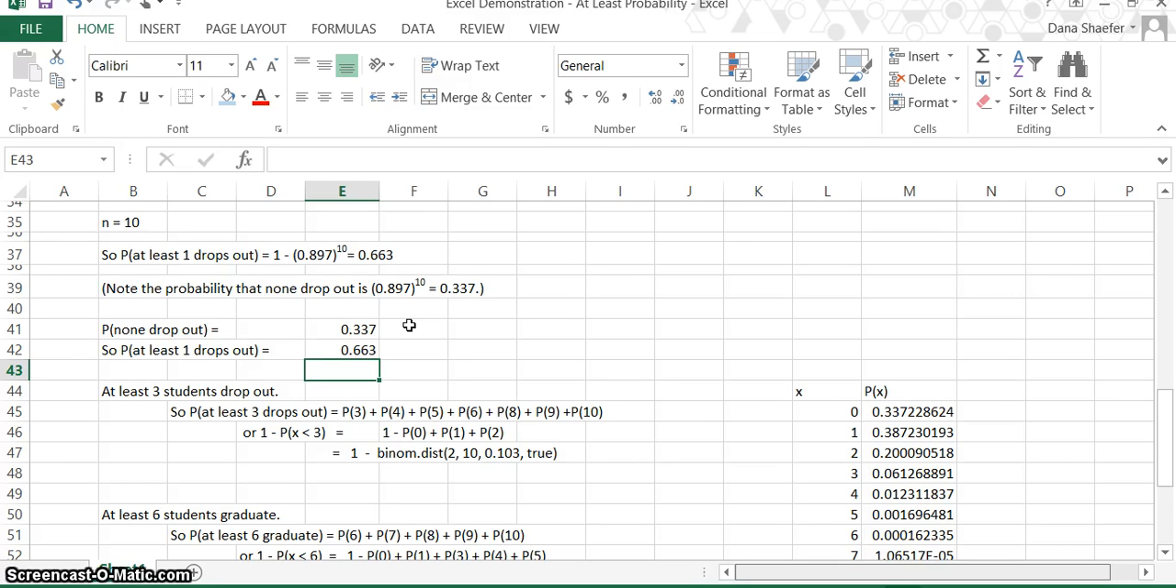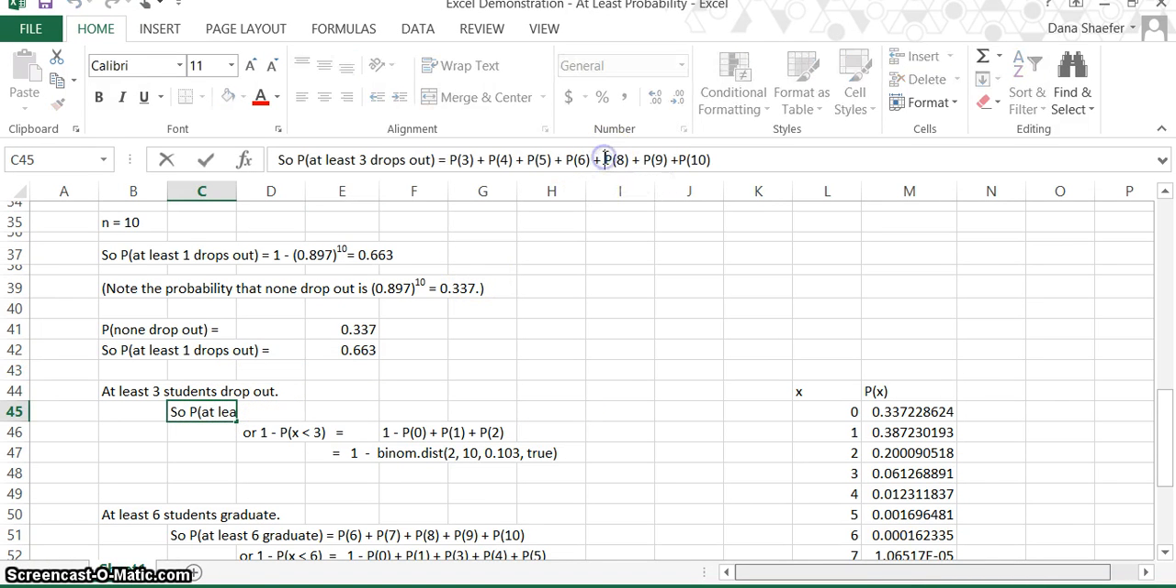And so I typed this up so that you could see what it meant by the idea of at least 3 students dropping out. So the probability of that is the probability that 3 drop out, 4 drop out, 5 drop out, and I'd have to take that binomial and calculate that for all of those, 3, 4, 5, 6, 7, 8, 9, and 10, and then I'd have to add all of those together. So I forgot the number 7, so let me type that in here. So probability of 7.